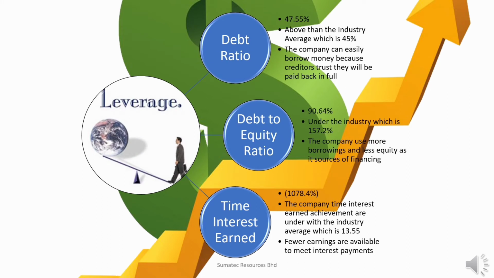Next, for the leverage ratio, the debt ratio for the company is 47.55%, which is above the industry average. This determines that the company can easily borrow money from creditors because they trust that they will be paid back in full. For the next ratio, which is the debt to equity ratio, Sumatec Resources Berhad's debt to equity ratio is 90.64%, which is under the industry average. The company used more borrowings and less equity as its source of financing.